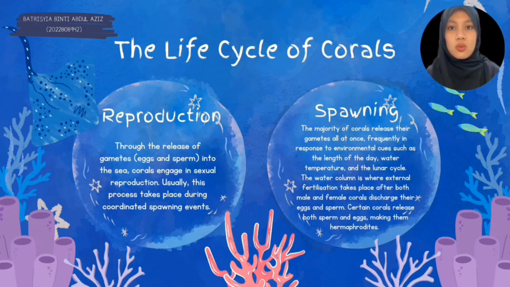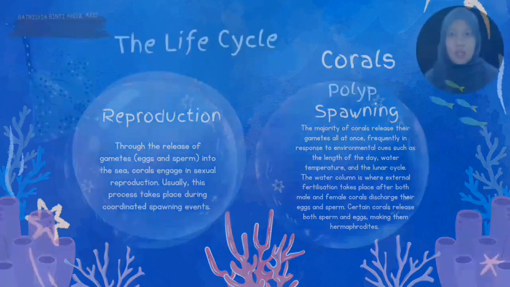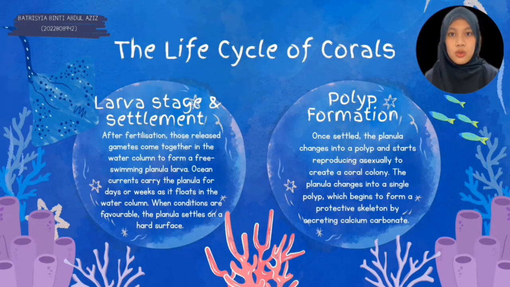The water column is where the fertilization takes place, after both male and female corals discharge their eggs and sperm. Certain corals release both sperm and eggs, making them hermaphrodites. After fertilization, those released gametes come together in the water column to form a free-swimming planula larva. Ocean currents carry the planula for days or weeks as it floats in the water column.